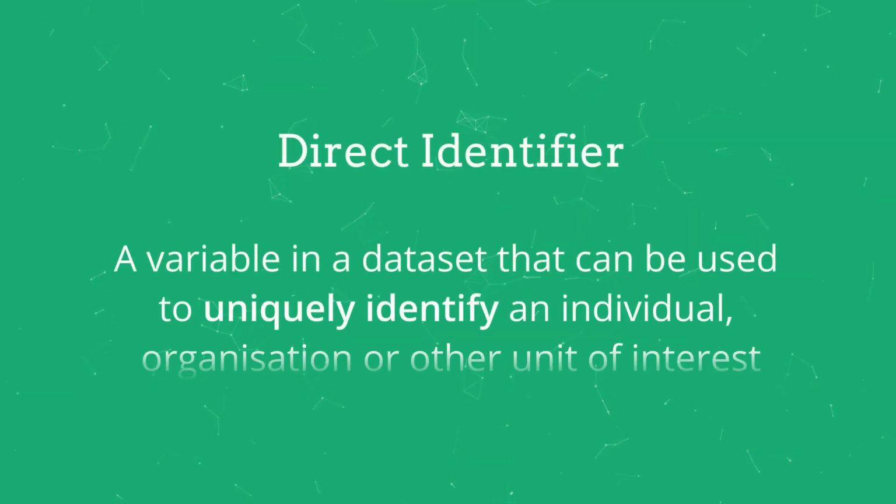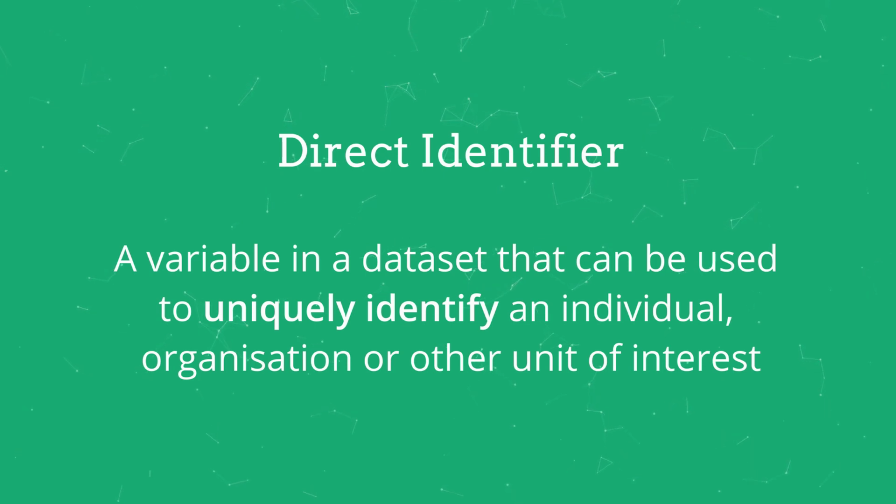Most of the time, if you're assessing the risk of disclosure in a microdata set, direct identifiers should have already been removed. A direct identifier refers to a piece of information, typically a variable in a dataset, that can be used to uniquely identify an individual, organization, or other unit of interest. Common examples include names, biometric data, and ID numbers.